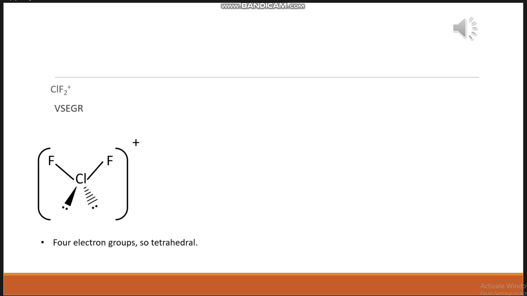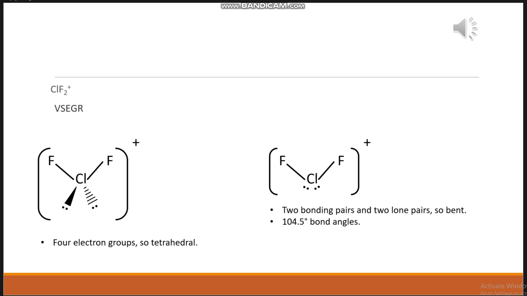Whilst the question only asks to name the structure, I've decided to sketch it out just for a little more clarity. We can see that the ClF2+ ion has 4 electron groups, therefore it is of tetrahedral geometry. We can then see that 2 of those groups are bonding pairs and 2 of them are lone pairs. This corresponds with the bent structure. It also possesses bond angles of 104.5 degrees.